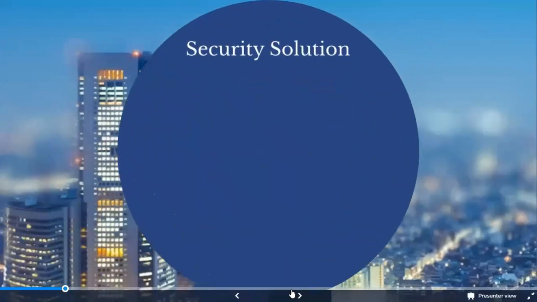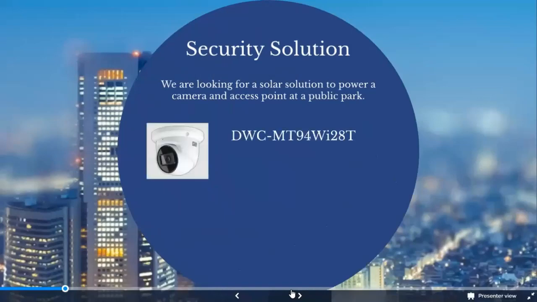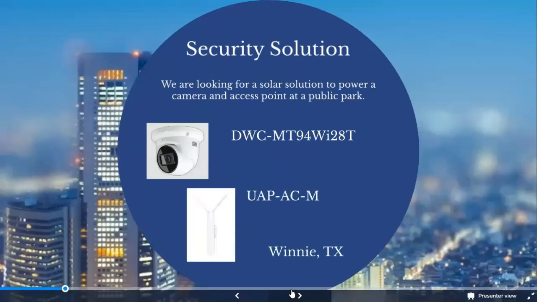So we're going to do a couple of different designs for you. The first is going to be a security solution. This was what we received from one of our customers. We're looking for a solar solution to power a camera and access point in a public park. The part number they gave us is the DWC, and you can see the rest. It's a simple dome camera. Looks like it's a bit of PTZ as well. And then they're going to use the UAP AC. It's just an outdoor access point. I apologize for the picture. That was the best I could find. And they are installing in Winnie, Texas.